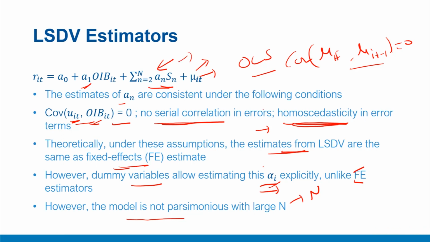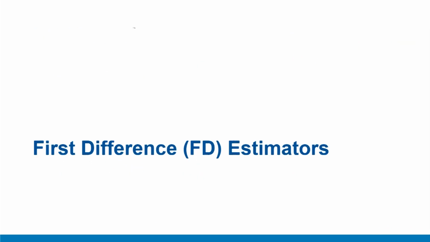To summarize, in this video, we examined the LSDV approach to panel data methods. We noted how to explicitly introduce dummy variables to account for the unobserved heterogeneity alpha in the model. We also saw that with certain assumptions of exogeneity, for example, the original error terms and independent variable are not correlated, no serial correlation in errors, and homoscedasticity in error terms, the estimates from the LSDV method are consistent. However, with the introduction of more and more dummy variables, the model may not be parsimonious.